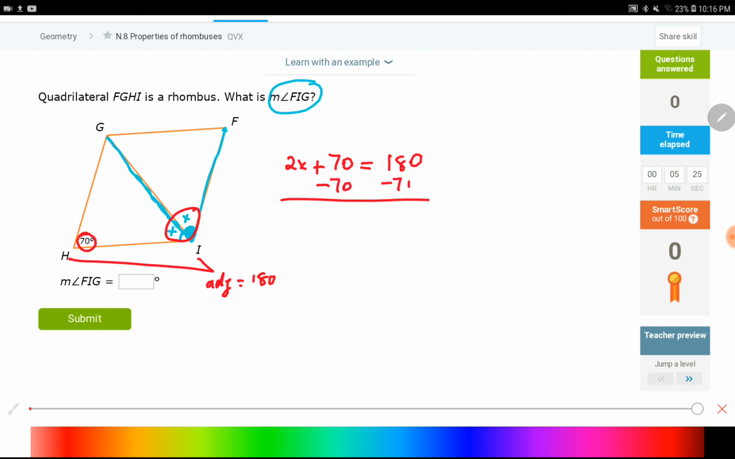So subtracting 70 from both sides, 2x would be equal to 110. Divide everything by 2. So x would be equal to 55. So angle FIG, I labeled it with x, by the way. So that's the measure of angle X or angle FIG. So let me show you the other method.